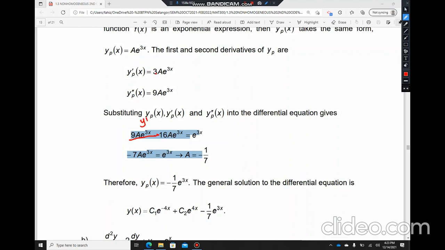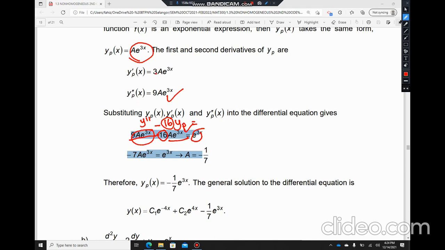Yang ni Y double prime minus 16Y. So Y ni dia YP je lah sebab dia bukan differentiate. YP je kan. Y double prime, so Y double prime this one. Then YP AE3X, so masukkan kat sini AE3X. 16 ni sebab memang dalam soalan ada 16. So equals to E3X. Okay, so sama macam tadi awak compare same coefficient.